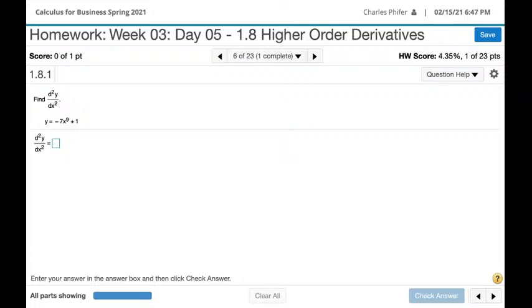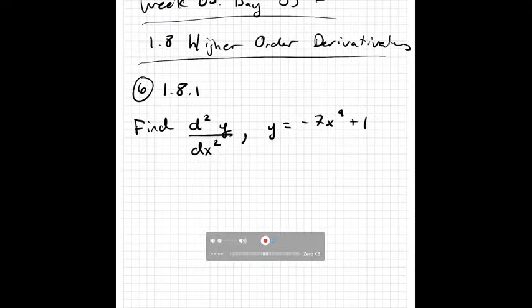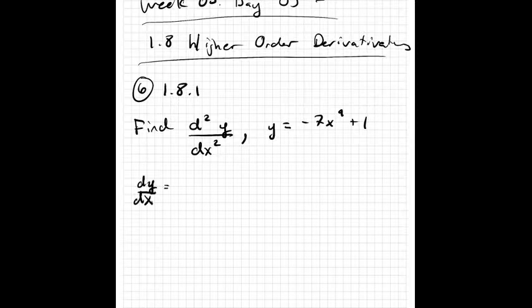Let me hop over to my notes so you guys can see what I was writing. Okay. So basically find the second derivative, the derivative of the derivative. So the first derivative, dy by dx, the 9 comes down. What is that? 63. So -63x to the power of 8. And then the derivative of a constant is 0, right? So that's the first derivative.